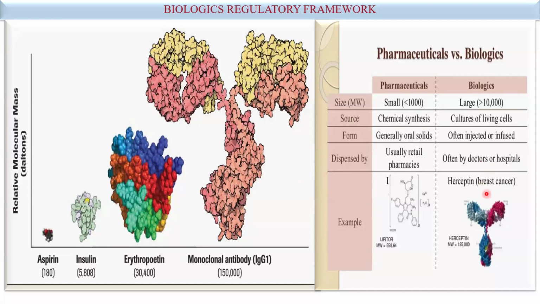Like Herceptin, which is trastuzumab, used in chemotherapy, especially for breast cancer in women. So this is how the molecules can be differentiated between small versus large. Yeah, is it clear to everybody? Yes, sir.